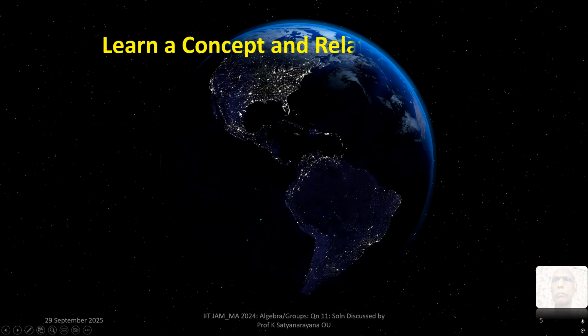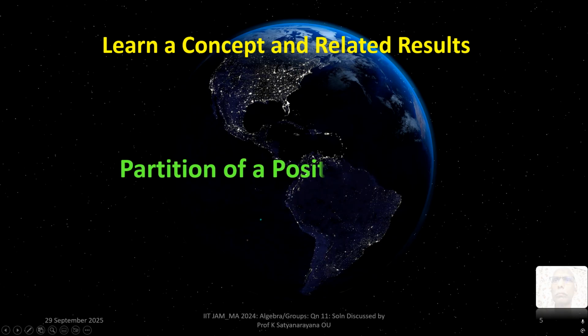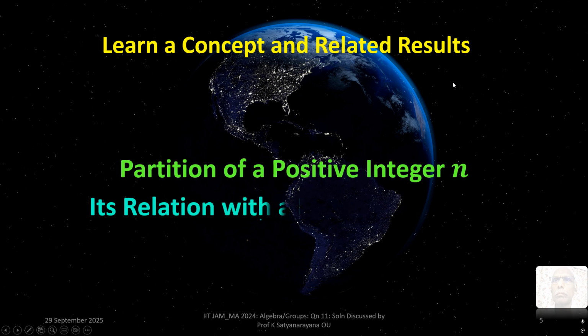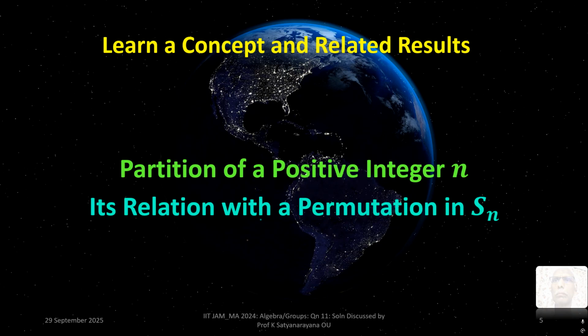So, we first begin with learning a concept and related results. We first learn the concept of the partition of a positive integer n and its relation with a permutation in Sn. After learning this, we go to the question number 11 from group theory.